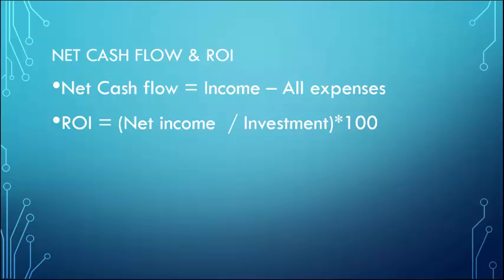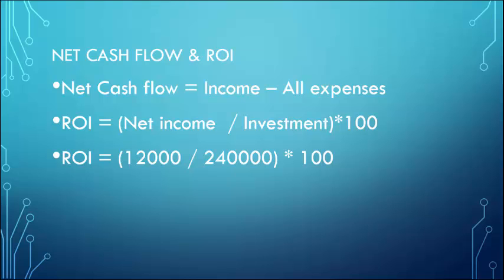So this is the return on investment calculator. You take your net cash flow, which is your net income, by taking all your income minus your expenditures, and multiply by 100. So you get this formula.